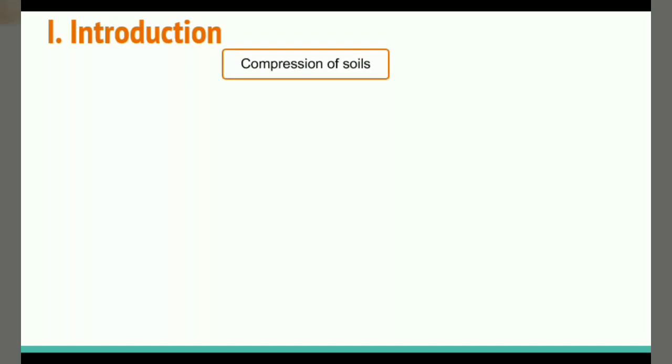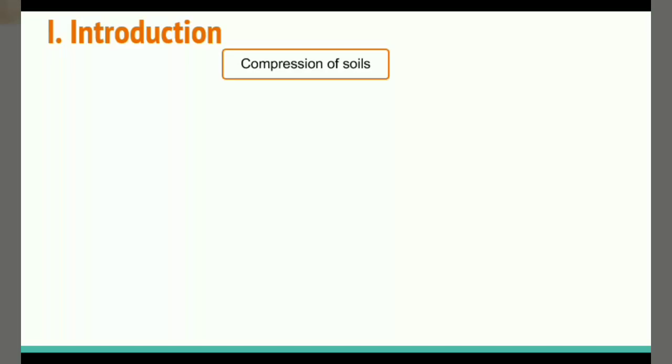Compression of a soil. The volume of a soil mass decreases when a compressive force is applied on it. And the property of a soil due to which a decrease in volume occurs under the compressive force is known as the compressibility of a soil, or we can say compression of a soil.